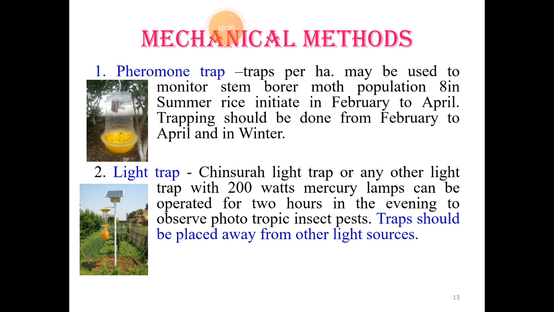instrument and die within. Similarly, light traps, Chinsura light traps or mercury light traps, where phototropic insect pests are trapped and killed. Phototropic refers to the insects which love to move in the light. Remember, students, these are all the insects which are attracted or trapped during the night times. There are insects which are active during night time, called nocturnal insects. Such insects are trapped by using these two methods.